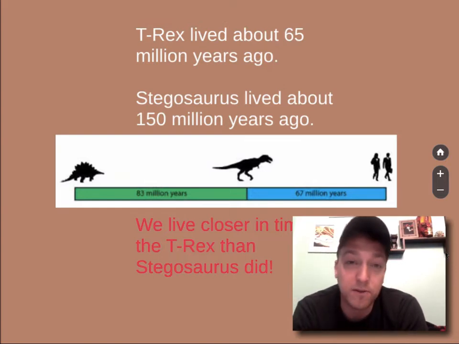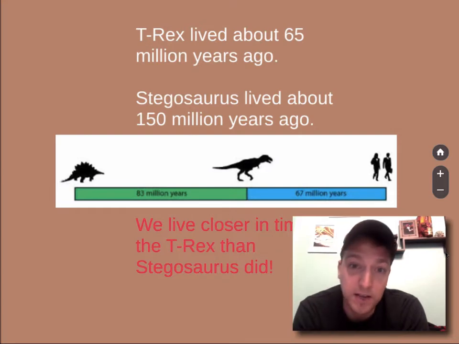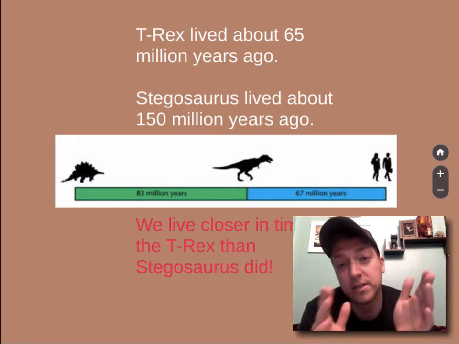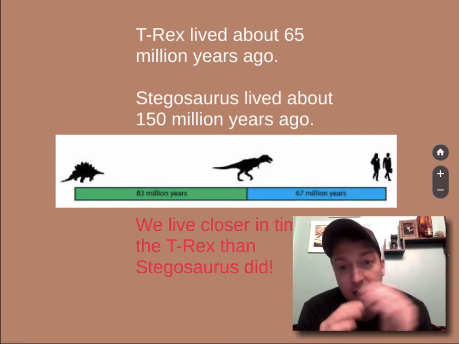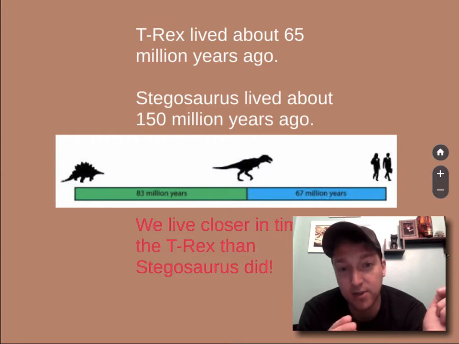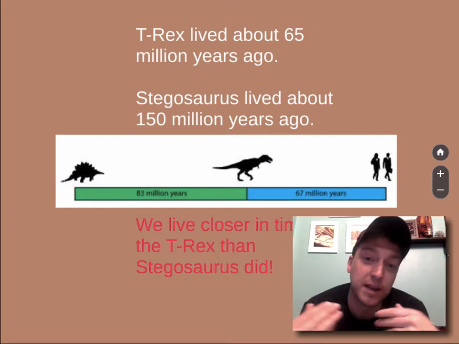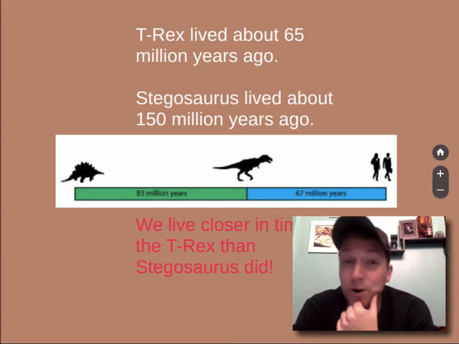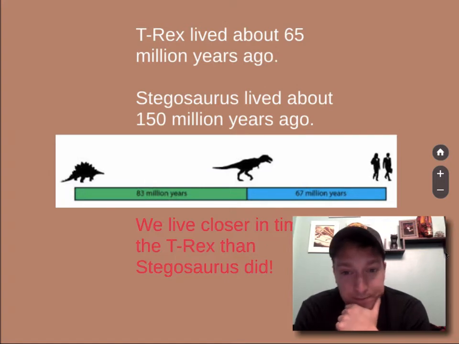Actually, kind of a mind-blowing fact here. T-Rex lived 65 million years ago. Stegosaurus lived 150 million years ago. So if you think about it, we are closer in time to T-Rex than T-Rex is to the Stegosaurus. Again, we are closer to T-Rex than T-Rex is to Stegosaurus. So the dinosaurs dominated for quite a long time.